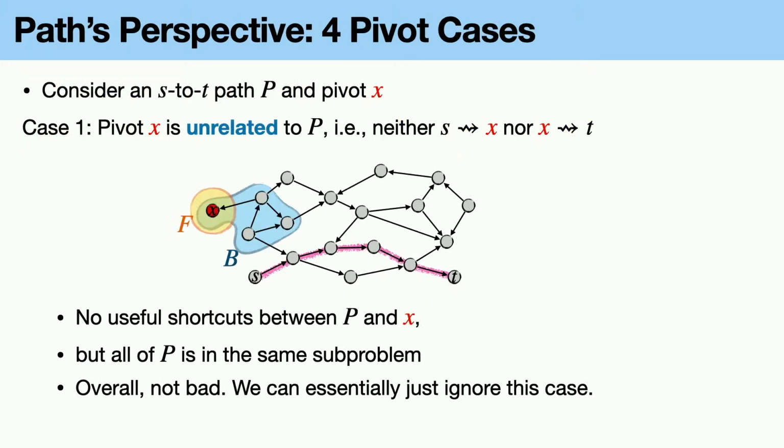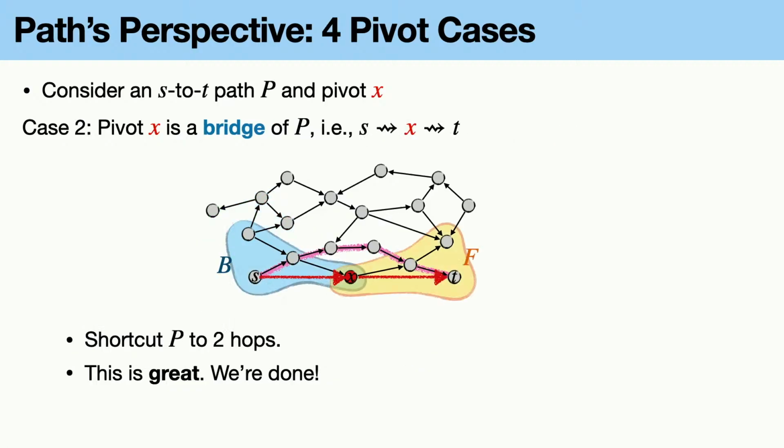Okay, and there's a few cases for what kind of pivot I choose. So one option is I choose a pivot like this one over here, and none of the path is contained in either the forward or the backward search. So I would say this pivot is unrelated to the path. So in this case, the entire path goes to the unrelated subproblem. We didn't get any useful shortcuts because there are no shortcuts between the path itself. But nothing bad happened. The entire path is still all together, so we're just going to hope to shortcut it when we recurse. Okay, so we're going to just ignore this case. It doesn't matter.